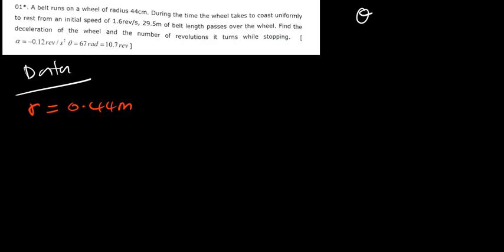It started from rest. What comes to your mind? The initial velocity is 0. So what velocity are we talking about there? It says from an initial speed, sorry. During the time the wheel takes to coast uniformly to rest from an initial speed, yes. So the final is 0. We have an initial.